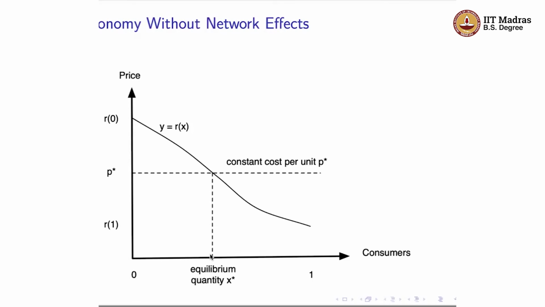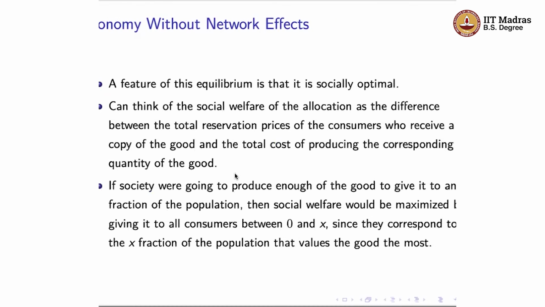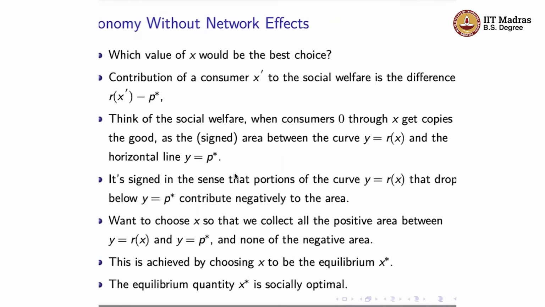Would we benefit from having a value of X higher than X star? No, because then you are giving someone the good at a price which is above their reservation price. Somebody had a willingness to pay of 20, you are producing the good at a cost of, let's say, 30 and giving it to that person. It does not make sense, because it costs more to society than what that person is willing to pay. So in this situation, the social surplus is maximized by choosing the value of X star that we exactly found. So it's socially optimal in that sense.